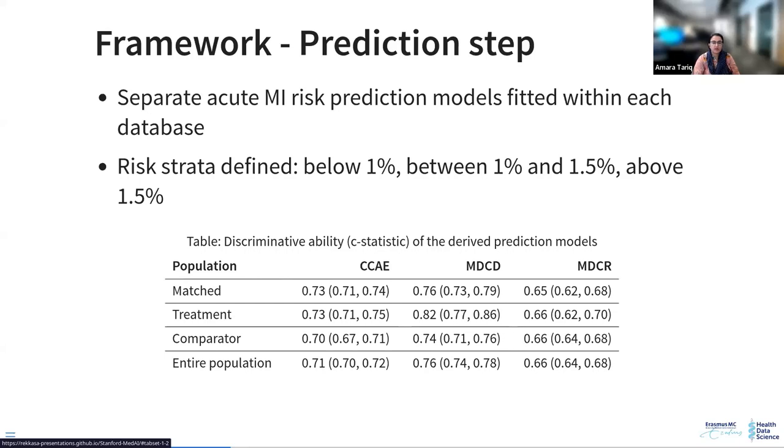Can you go back to the previous slide? So you're basically training three different models for three different databases, or it's just one model that you're testing across three databases? It's one model per database. So it's three different prediction models, but we're using the same cutoffs for each prediction. The cutoffs are shared between prediction models, but we have a different prediction model for each database. Okay, and this matched treatment and comparator is when the treatment and comparator cohorts have been combined. That's what you mean by matched population? Yes. Okay, thank you.